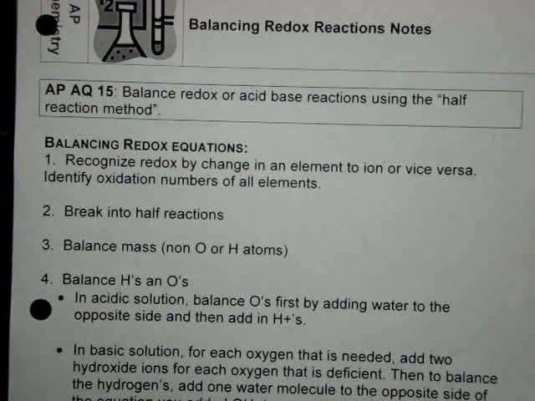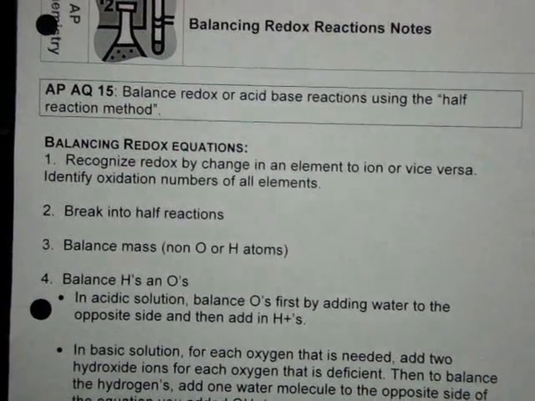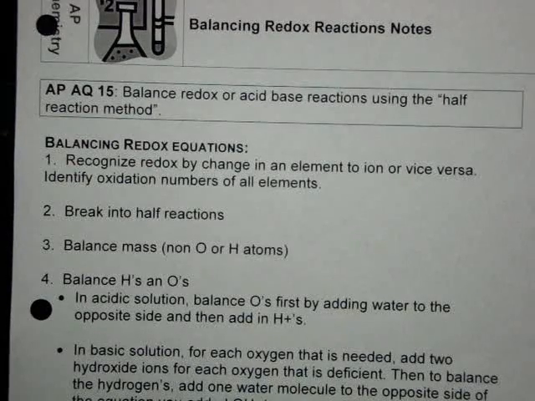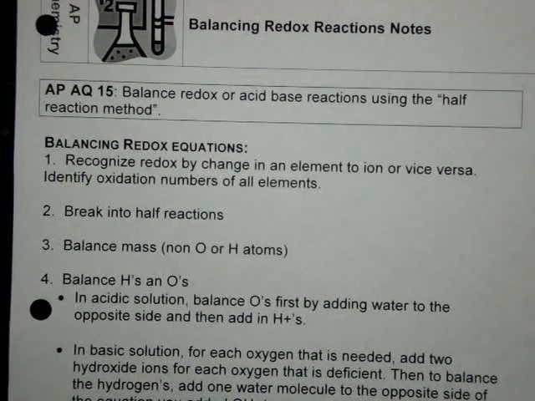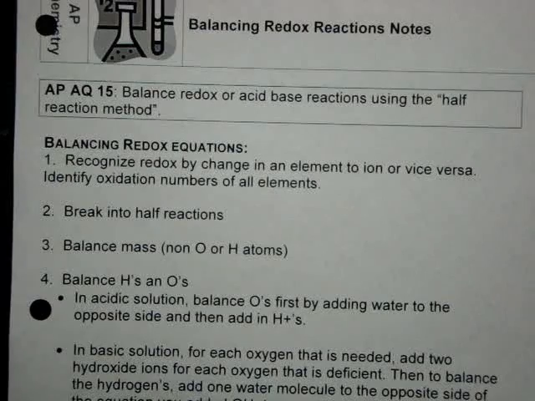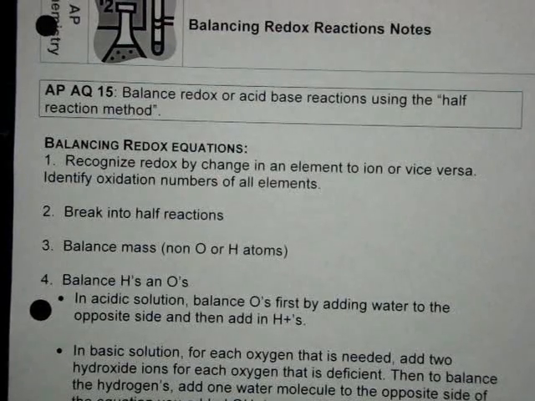Alrighty everybody, here we go with the beginnings of balancing redox reactions. You may or may not remember doing this at all from Chem 1. If you were in honors, some of your teachers probably did it and some of you didn't. If you were in regular, you've never seen this before in your life. So just listen carefully, watch it a couple of times, and see if you can kind of put together some patterns.